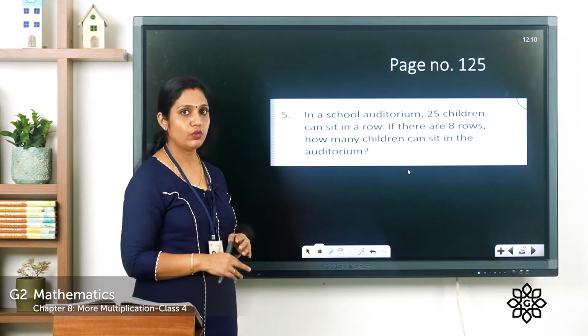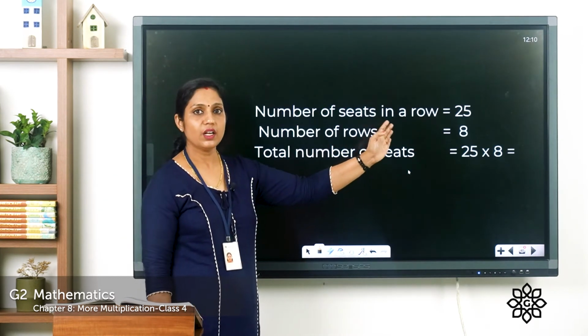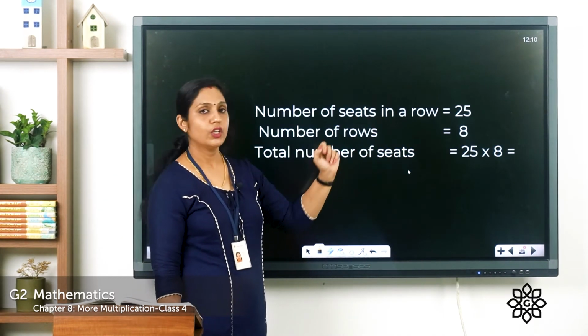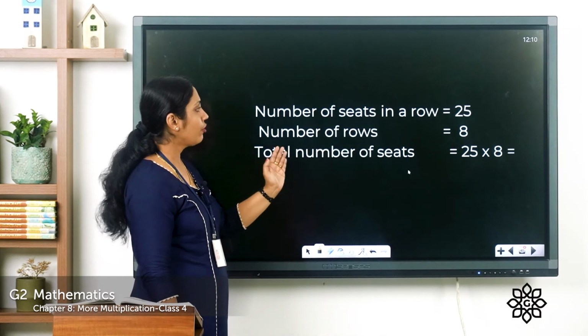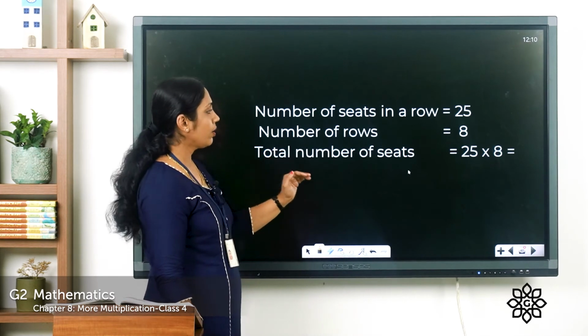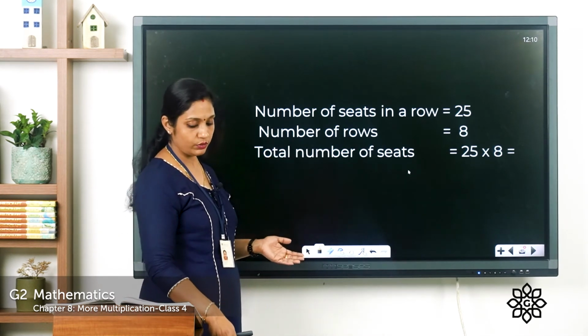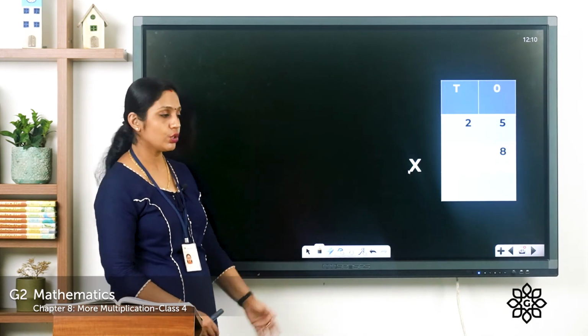So let's do the word problem. Number of seats in a row is equal to 25. Number of rows is equal to 8. Total number of seats is equal to 25 into 8. So we have to multiply 25 into 8.